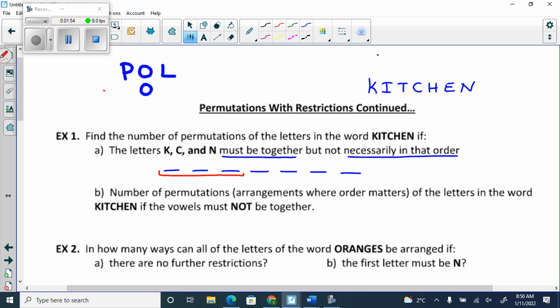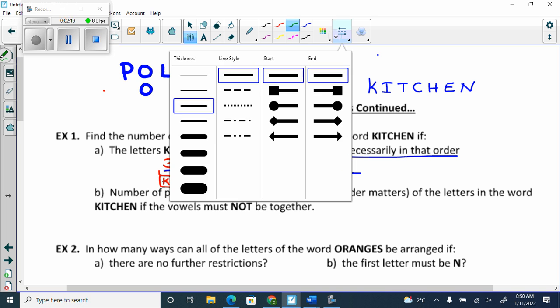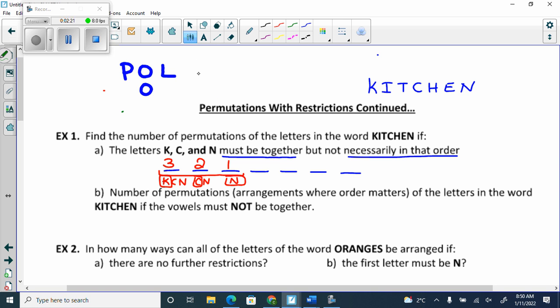So what do I have for options for this first blank? 3, then 2, then 1, because I could have KCN here. And then, like I said, it's no repetition. So then CN. And then let's pretend it's N. So now I've used up K, C and N. We agree? So what letters do I have left for the last blanks? Yeah, 4, 3, 2, 1.